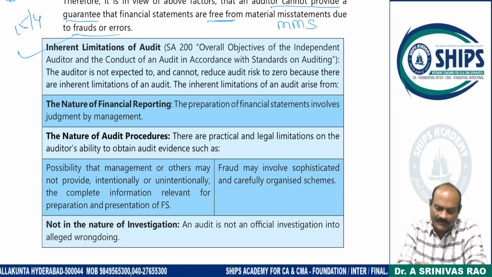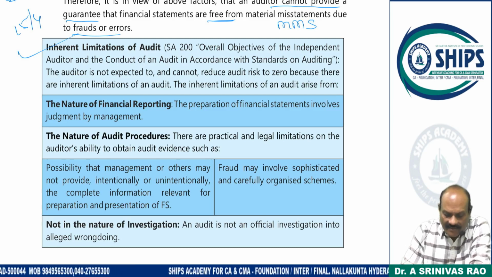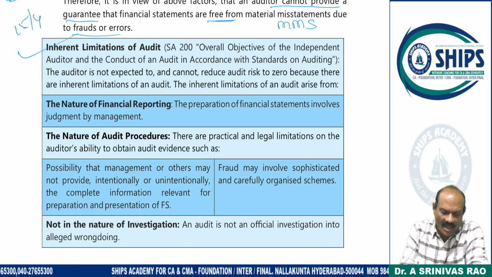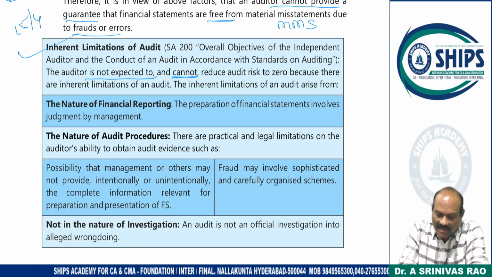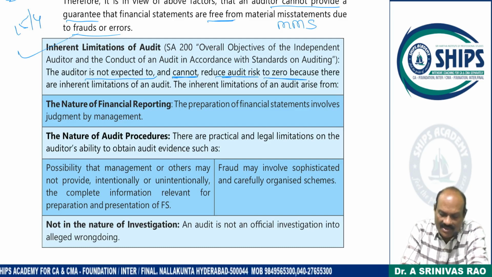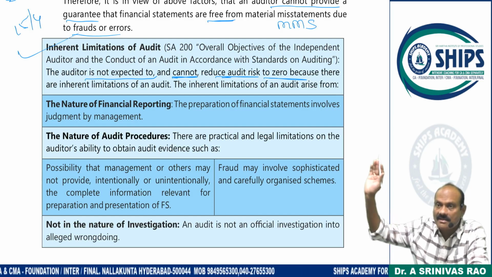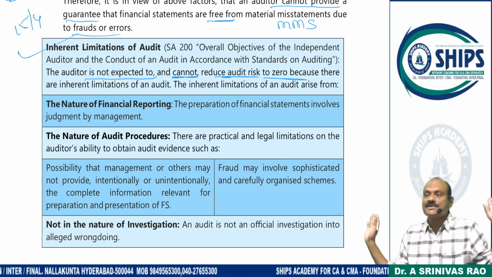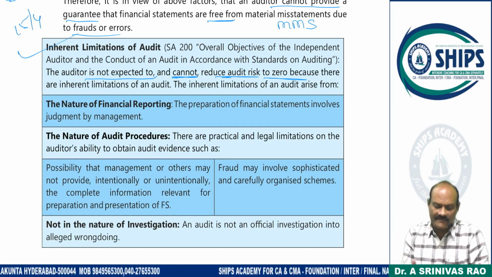Please remember, according to SA 200, objectives of the independent auditor and the conduct of an audit in accordance with the standards on auditing, the auditor is not expected to, cannot reduce audit risk to zero. There are inherent limitations of audit. And since there is inherent limitation, I can't take that risk. I can't say, no, these are limitations so that I am not responsible. The auditor should be responsible. He should be a diligent and careful man.